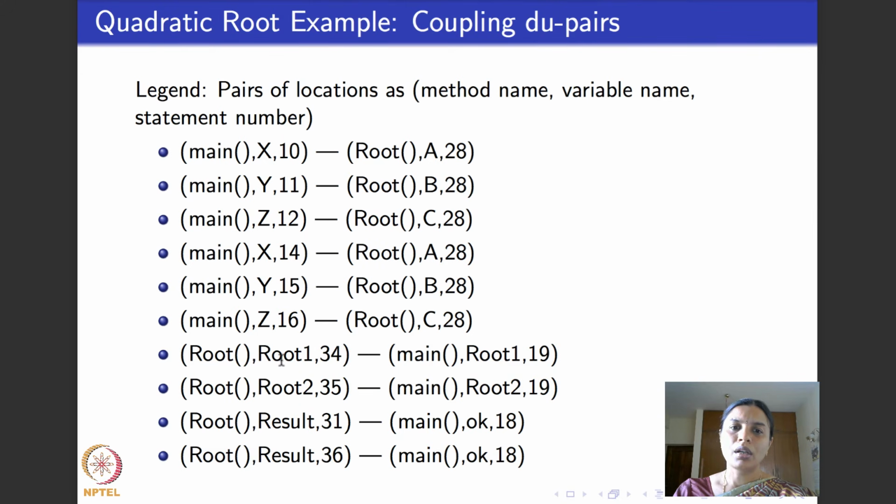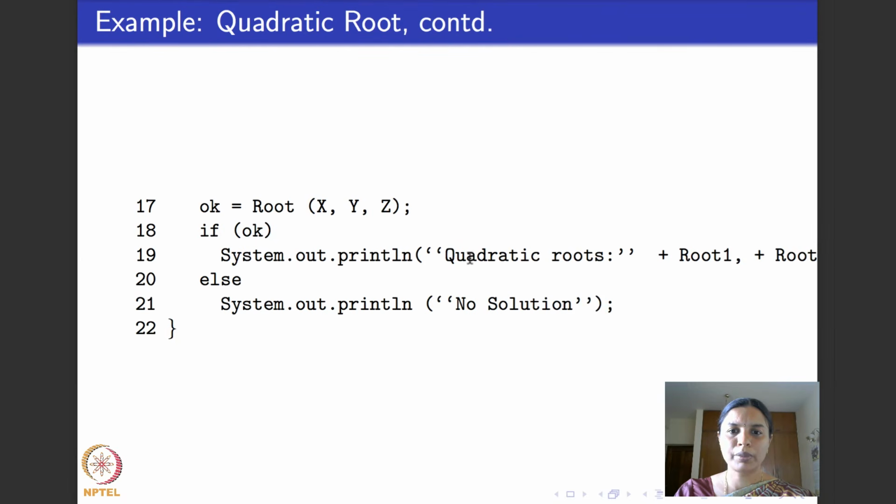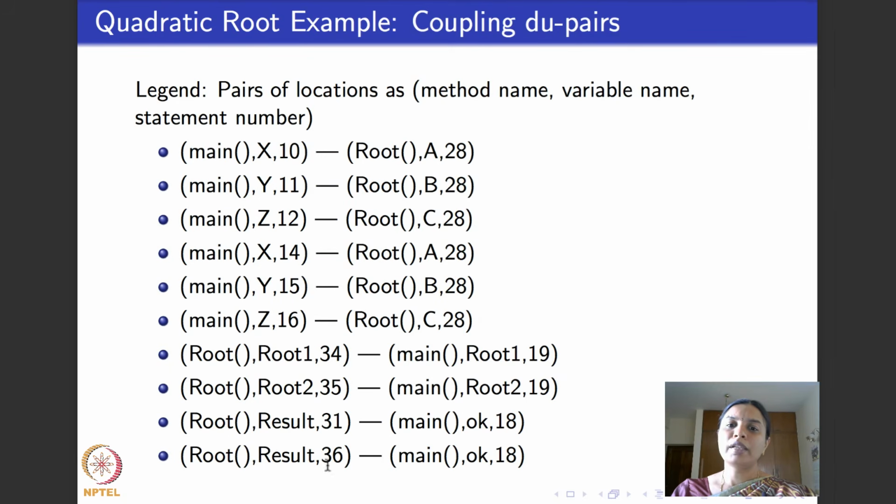Method root returns back the value of root 1 to main, which is used by main at line number 19. This must be the print statement of the method main. Similarly for result, which is coupled with the variable OK in main, right?